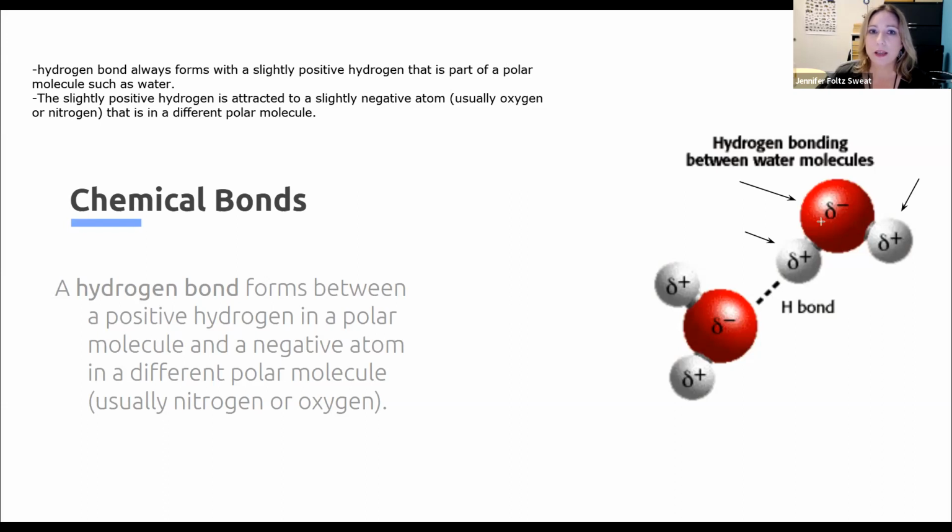So I have the slightly positive hydrogen. That's the little white atom. Slightly positive hydrogen. It is attracted to a slightly negative oxygen in another polar molecule, in another water molecule. So hydrogen bonding, I told you, is responsible for most of the properties of water. But hydrogen bonding is important in many other molecules as well.